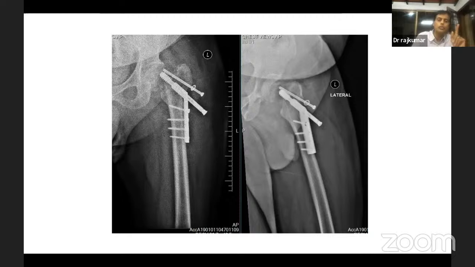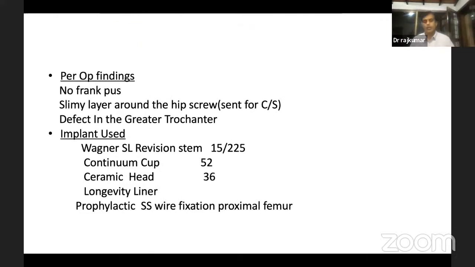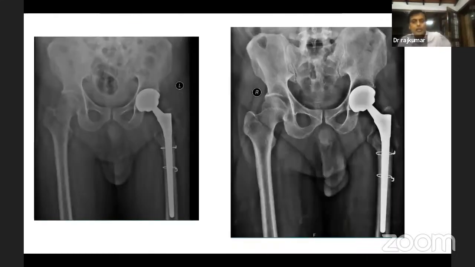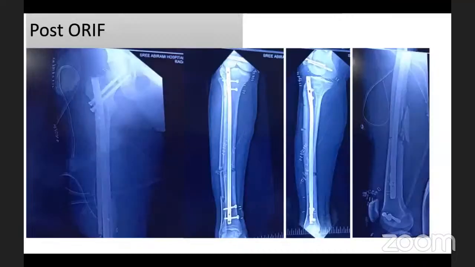So don't think dual mobility is a one-stop solution for every trauma situation. No, you don't need at all. So here you have to get your offset correct, length correct. Then you address the issues of using a titanium distal loading stem. Everything will be all right. So this would be the last case.